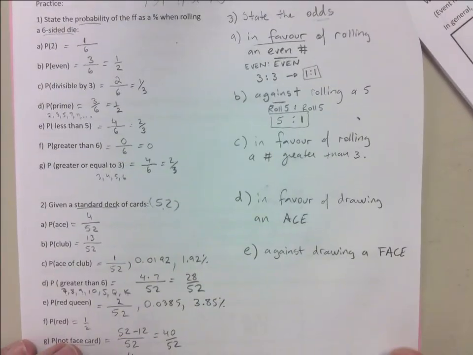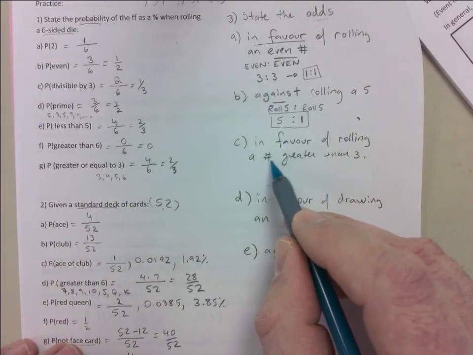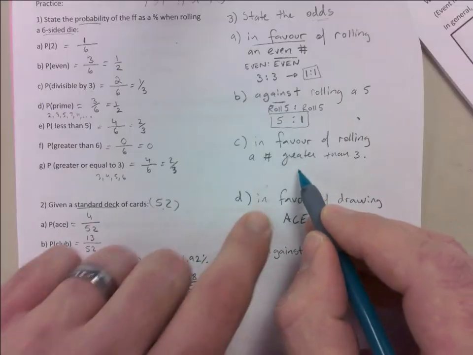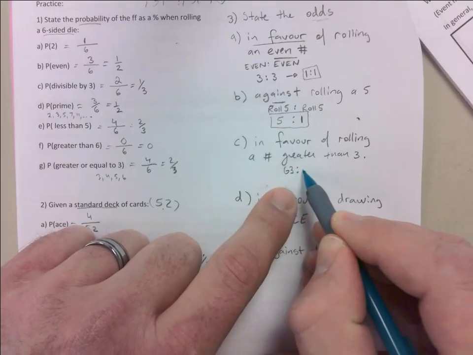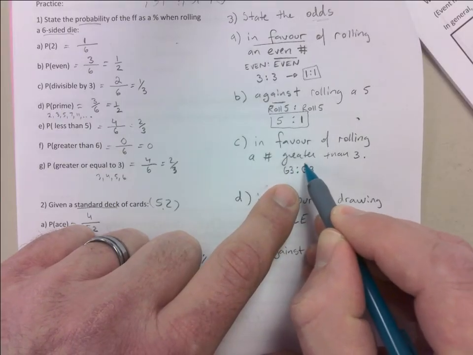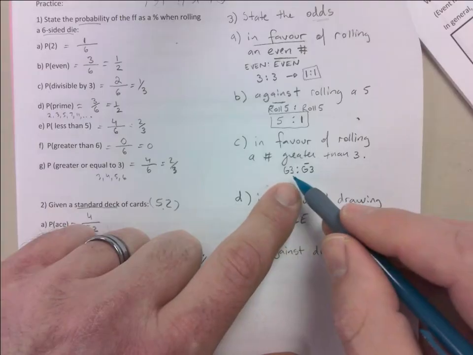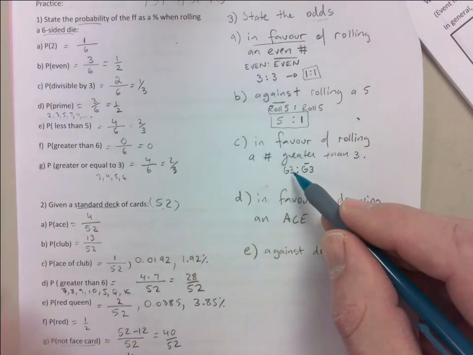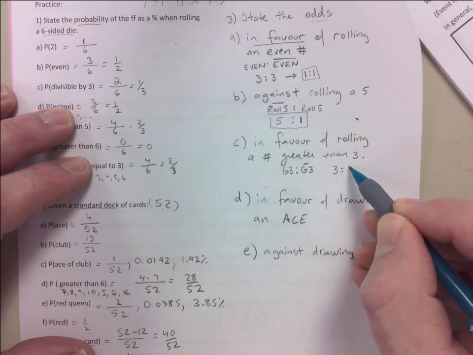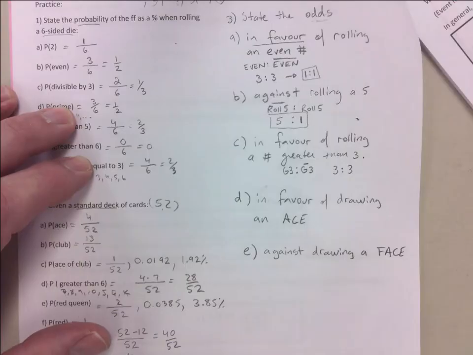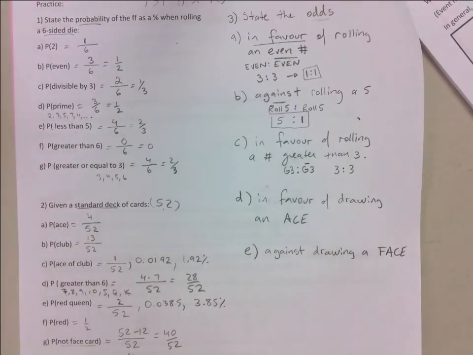In favor of rolling a number greater than 3, I'm going to say greater than 3, and this is not greater than 3. So how many numbers are greater than 3? 4, 5, 6. And therefore 3 are less than 3, or are not greater than 3.